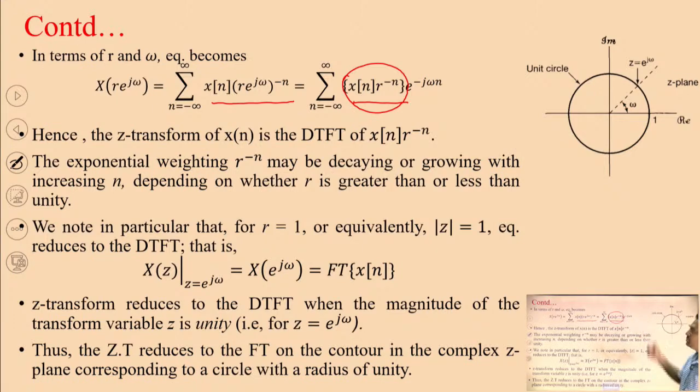Due to this r to the power minus n factor, a signal which was not absolutely summable previously will now become absolutely summable. This r to the power minus n may be decaying or growing with increasing n, depending on whether r is greater than or less than unity. So the z-transform is nothing but the Fourier transform or DTFT of x[n] times r to the power minus n.